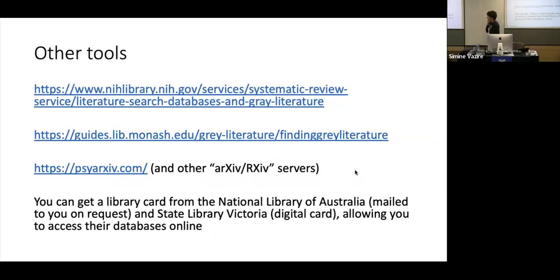Another place to search is preprint servers. These are where researchers post their research separately from publishing it in journals, either before or sometimes after. So I might publish my research in a journal, but I know that not everybody has a subscription to that journal. Some journals allow researchers to also post a free version on a preprint server. The one for psychology is called PsyArXiv, but there are many others, often with something like archive in their name. You can also get a library card from the National Library of Australia and the State Library of Victoria that allows you to access their online databases.